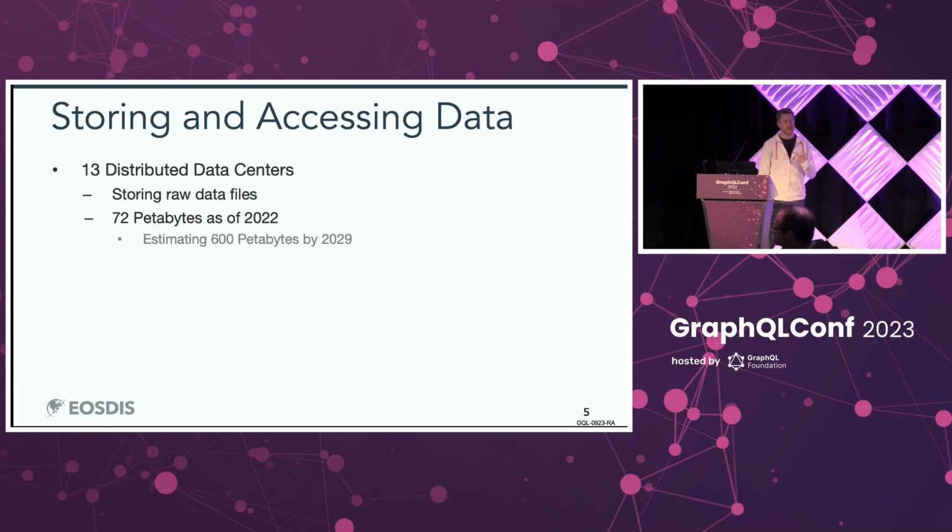However, with the launch of new missions, we're estimating somewhere in the range of 600 petabytes of information will be at our disposal by 2029 that we'll need to be able to search.